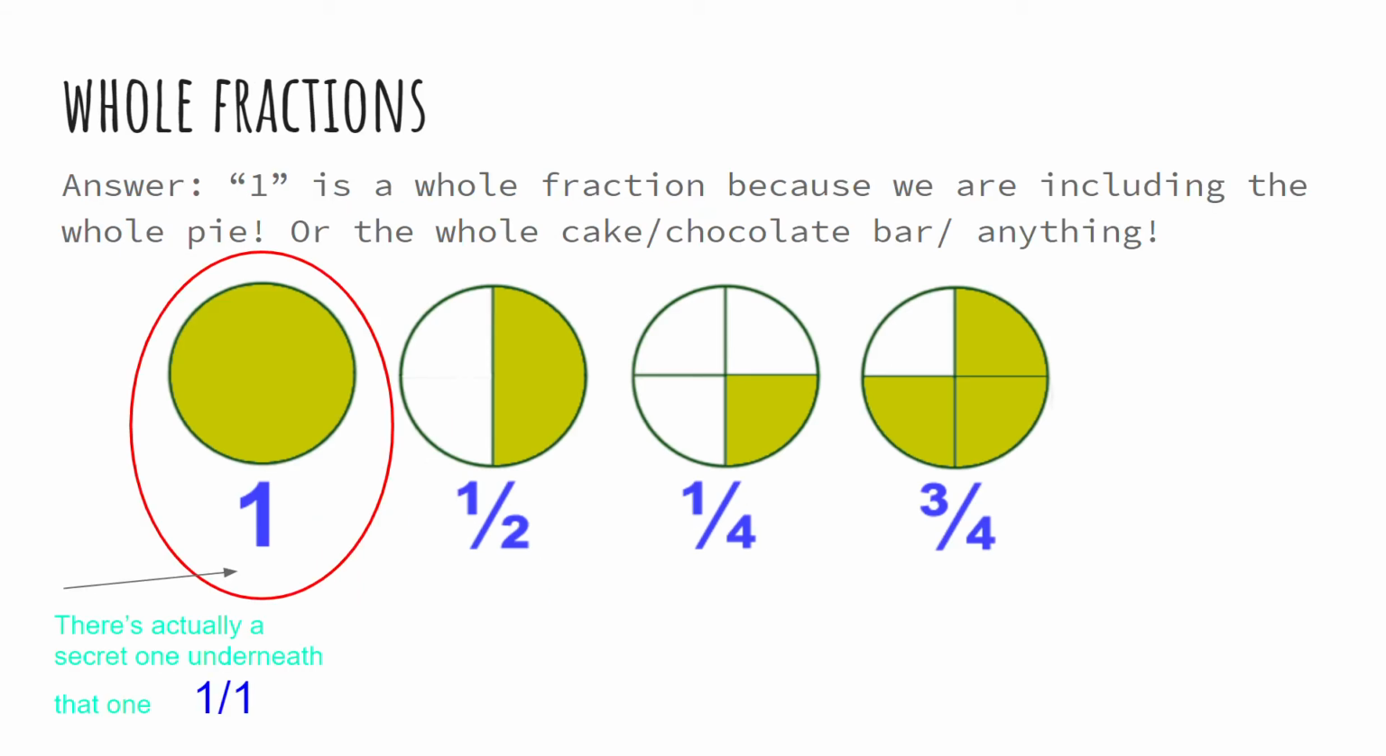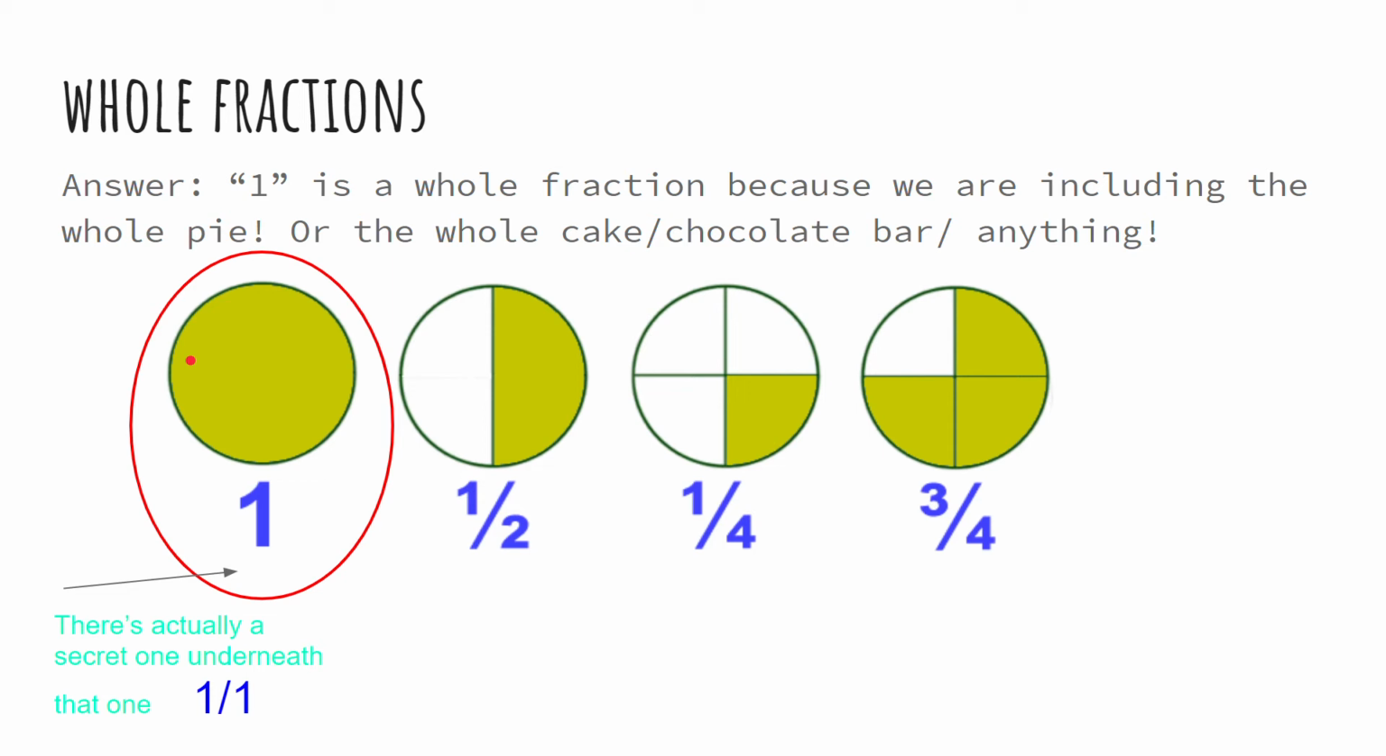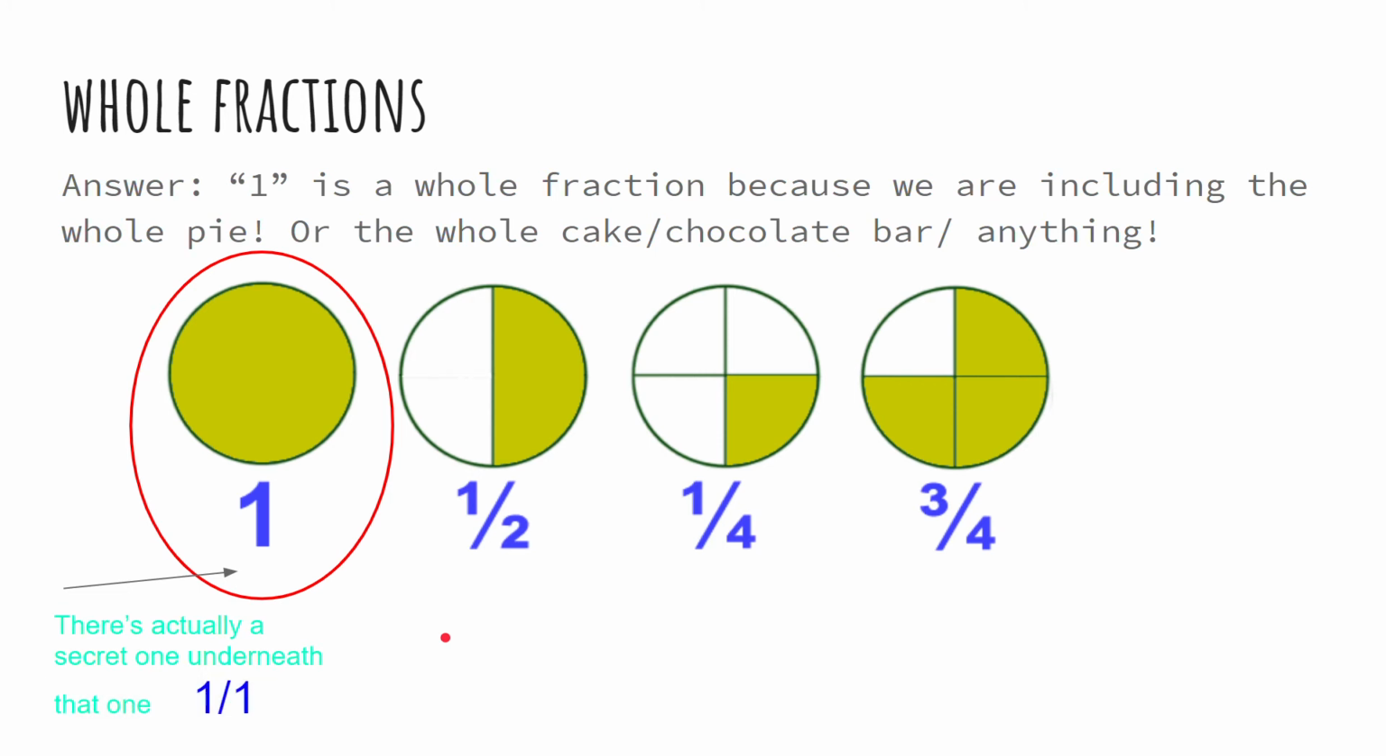So whole fractions, the answer is 1. 1 is a whole fraction because we're including the whole pie or the whole cake or the whole chocolate bar or really anything. If we see how the entire shape is colored in, it's because I'm talking about the entire shape. All right, so that's a whole fraction. And in reality, every time we write out a number, there's actually a secret one underneath. You don't see it because it doesn't have much value to anything unless we're actually using fractions. But yeah, there's actually a secret one under all numbers, which is kind of a cool fact to know.